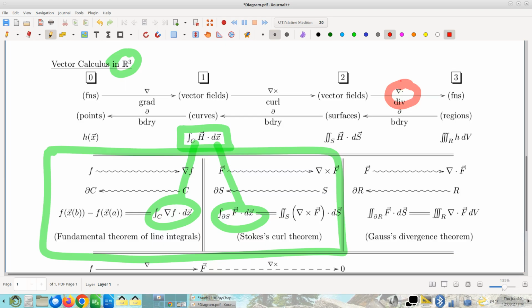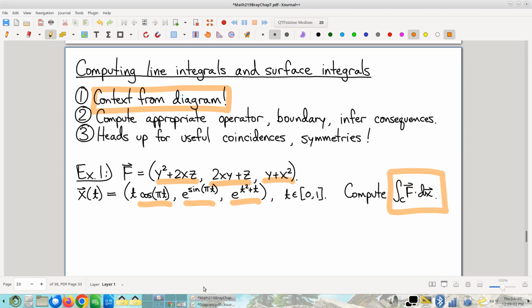Right? So this is another nice contribution that the diagram gives you. The diagram tells you what to not write down on your paper to help you look good in front of the grader. Does that make sense? So on a question like this, don't write down divergence, don't write down triple integral, don't write down a 3-dimensional region. None of that is relevant. Everybody see the strategy there? Okay, so that's the context from the diagram.